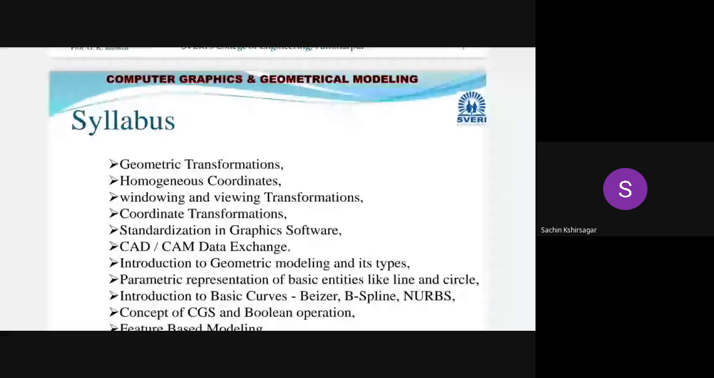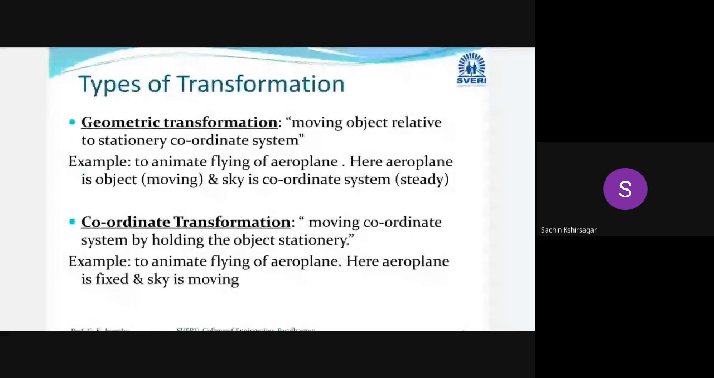We have already started the transformation article. Transformation is nothing but the movement of any stationary or rotating object from one place to another place, for different operation purposes. It has two types: geometric transformation and coordinate transformation. Geometric transformation is to transform the object, and coordinate transformation is to transform the coordinate axes, the x and y axes, or shift the origin.